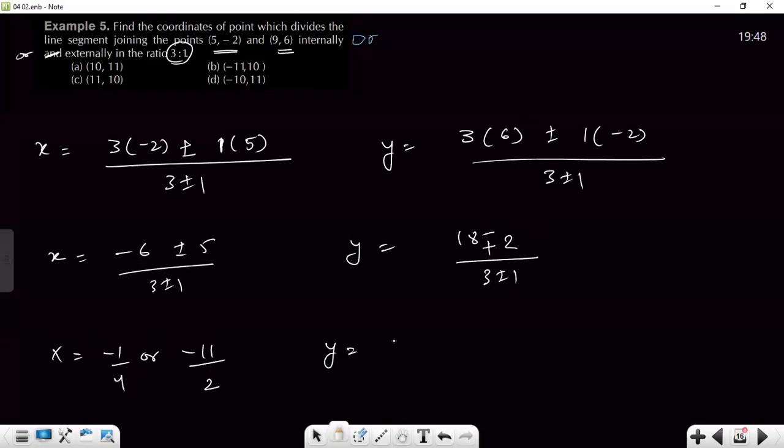For y, internal division 18 minus 2, 16 divided by 4, that becomes 4. Or 18 plus 2, 20 divided by 3 minus 1, 2, that becomes 10. Okay, so -1/4 is not there in any option. Let's rule out that possibility.